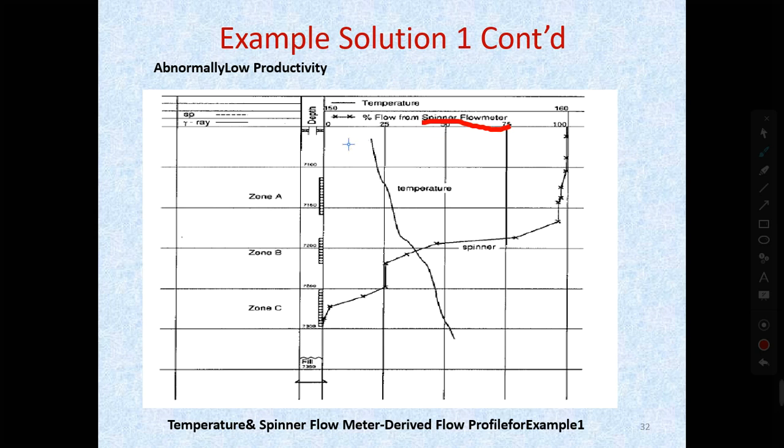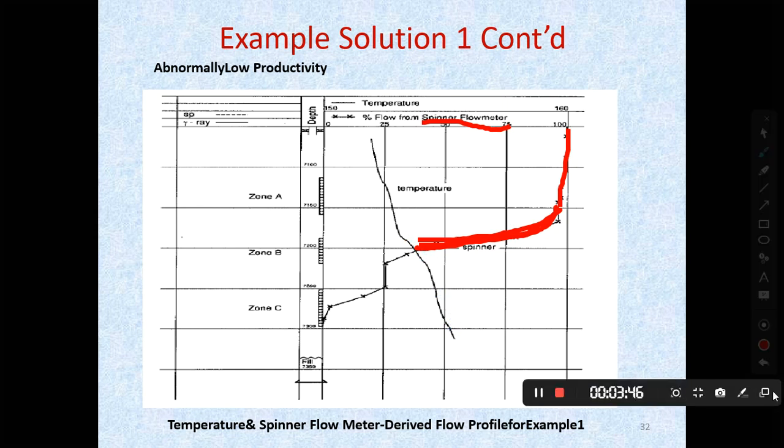Now look at zone A. Zone A line starts from 100 and it's quite okay. It has no problem. But in zone B, you see that the spinner data is reduced. From 100, it becomes 25%. And at the same time, this is the temperature. Temperature is rising at the same time.